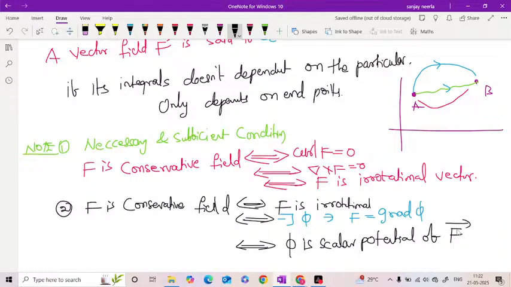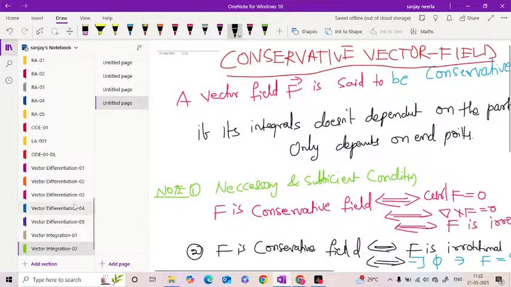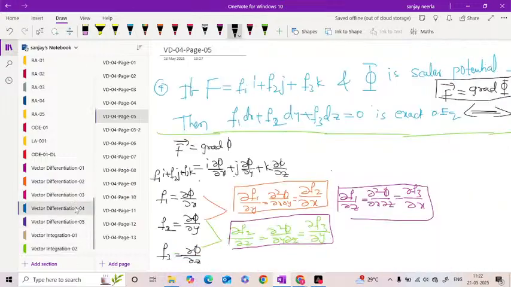Simply, if it is a conservative field, just verify whether curl F is 0 or not. If curl F is 0, that is an irrotational vector, a conservative field. And if you know the scalar potential of this F, then that F must be a conservative field or irrotational vector. Okay, so anyway we will solve the problems. These problems are already over. Here we are solving them. Yes.